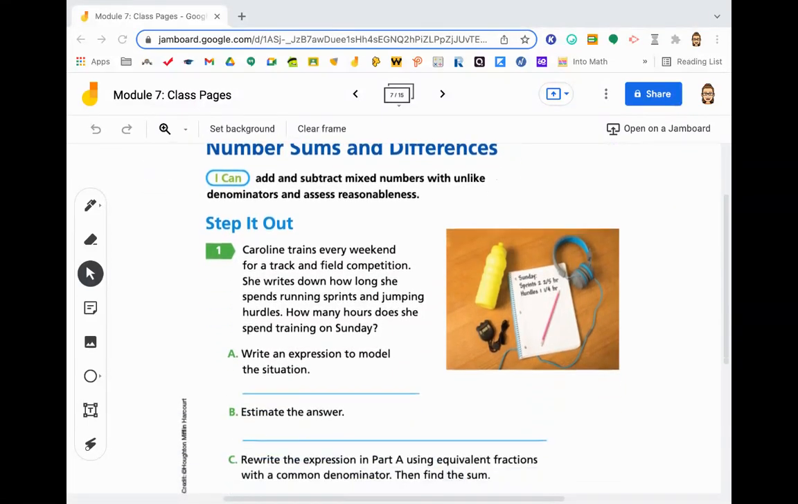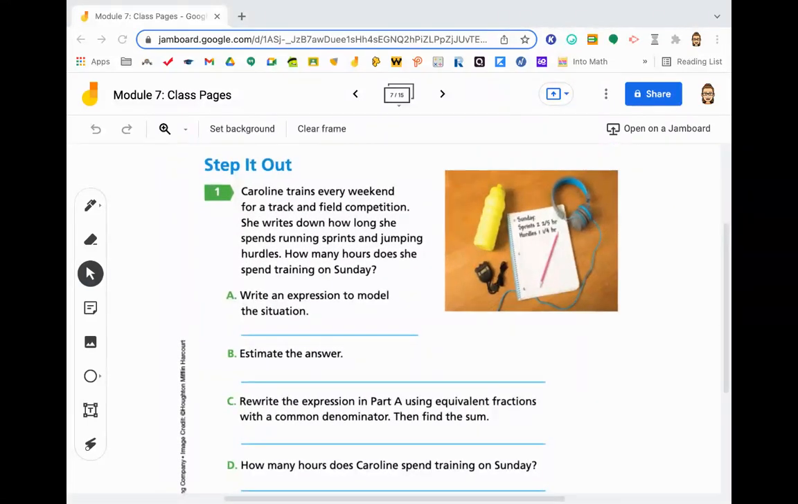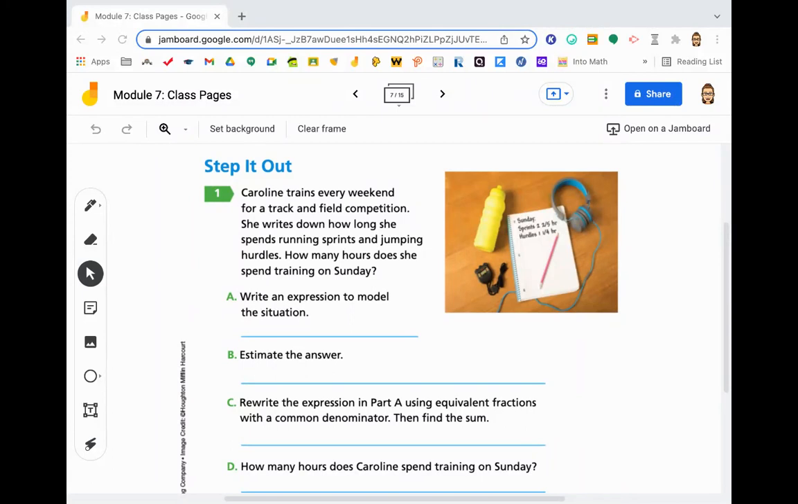So if we look at number 1, it says, Caroline trains every weekday or weekend for a track and field competition. She writes down how long she spends running sprints and jumping hurdles. How many hours does she spend training on Sunday? It asks us to start by writing an expression to model the situation. Well, if we look over on the side, we see what she did. So sprints were 2 2/5 hours, and we would add that to the 1 1/4 hours that she did for hurdles.